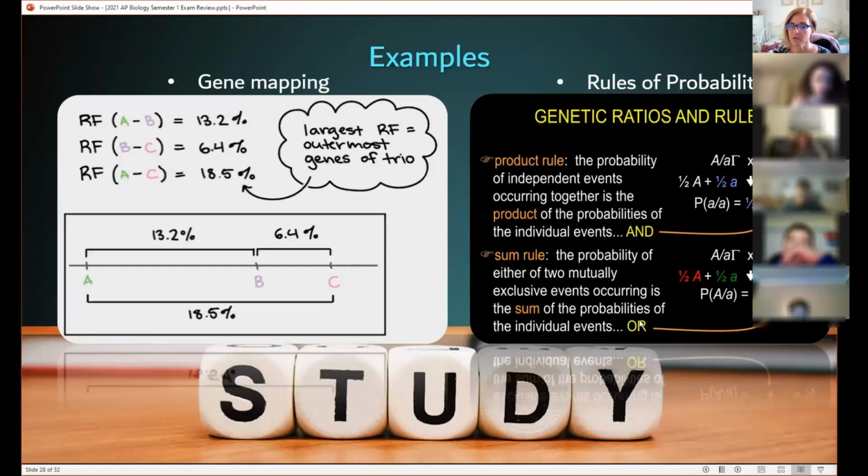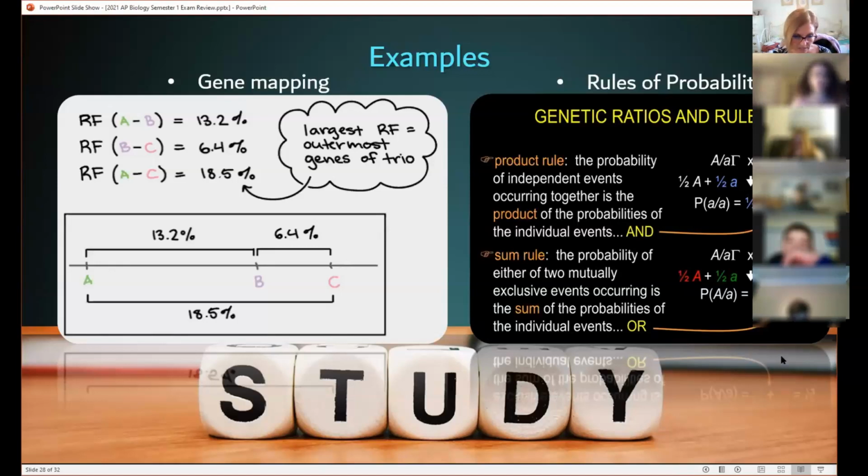The sum rule is when you can say or. The probability of either event occurring. You don't need them both. You need one or the other. Then you add. So if you wanted heterozygous, you could get big A and little a. That's this probability. Or you could get little a and big A. That would be this probability. So you would add them together.